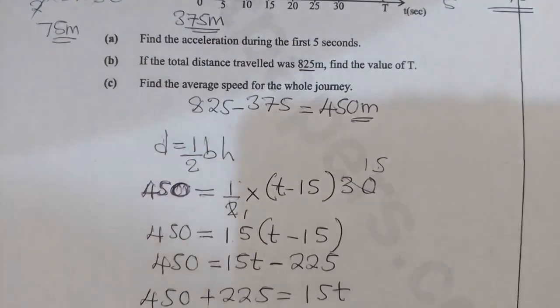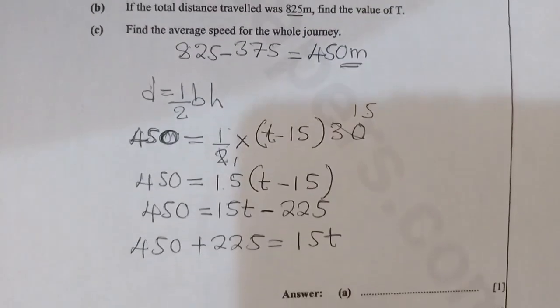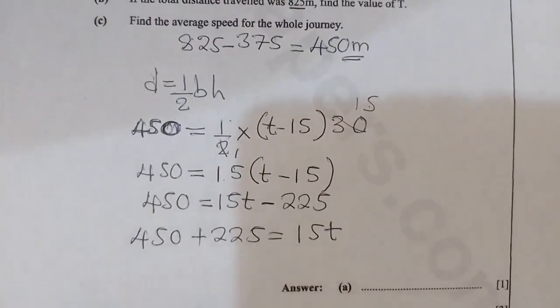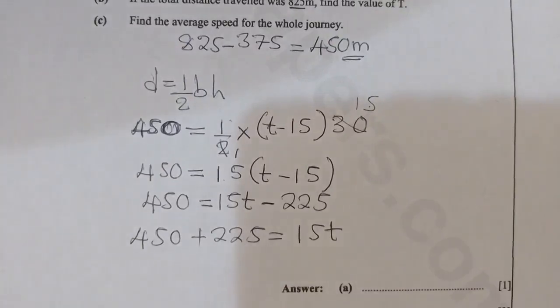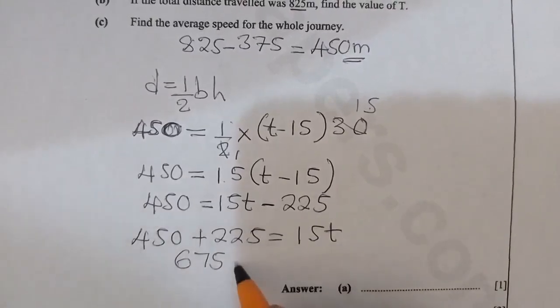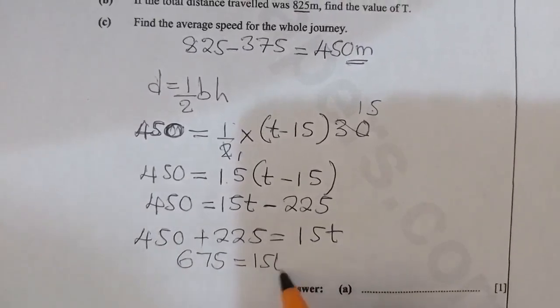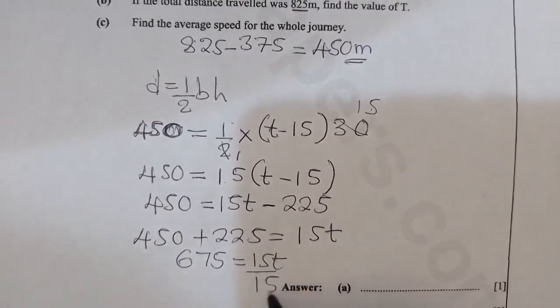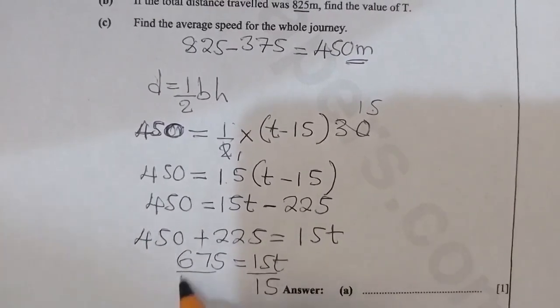So I'm going to isolate this t here. When I add 225 plus 450, what answer am I going to get? I'm going to get 675, which is equal to 15t. I divide both sides by 15.